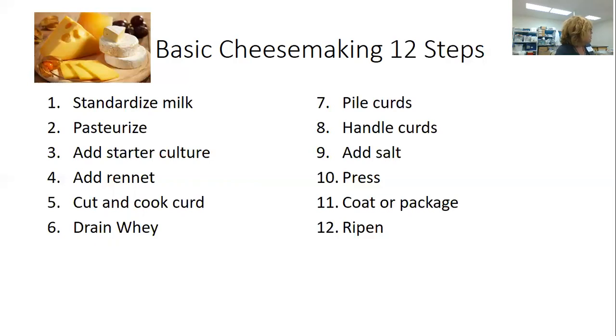Right, it's not the same, so your cheese may taste different each time. So we want to standardize it. Sometimes they may add cream to it, or add a little protein or whatever, because they want to have it the same.